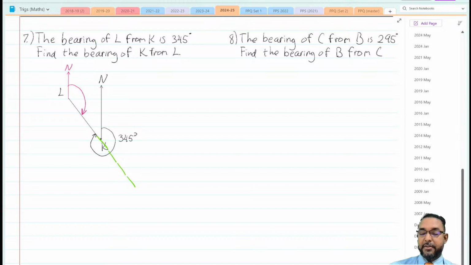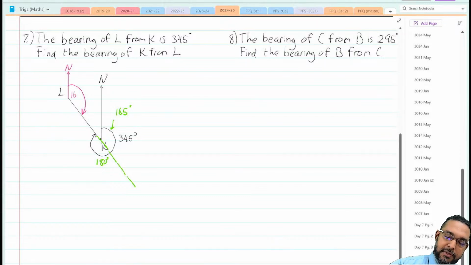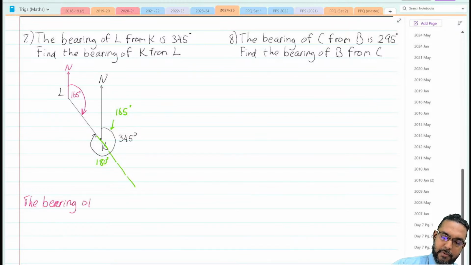So that green line has cut the 345-degree angle into a 180-degree angle, and this is 165, the difference, right? Which means the pink angle, the angle we're looking for, is also 165. All right, so the bearing of K from L is 165.